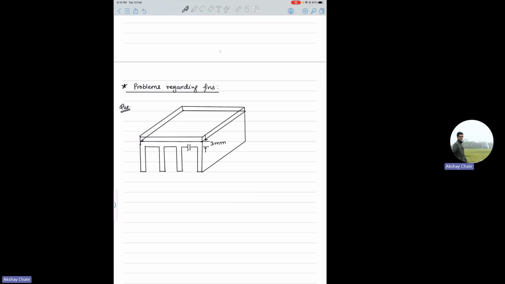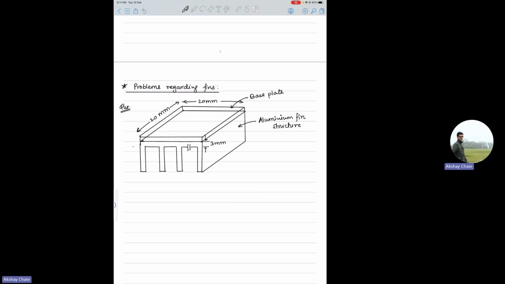Yeah. So this is your base plate, and this is your aluminium fin structure. Okay, so these are two things, and they are soldered together. This is 20 mm, 20 mm. Yeah, and the thickness is 3 mm.